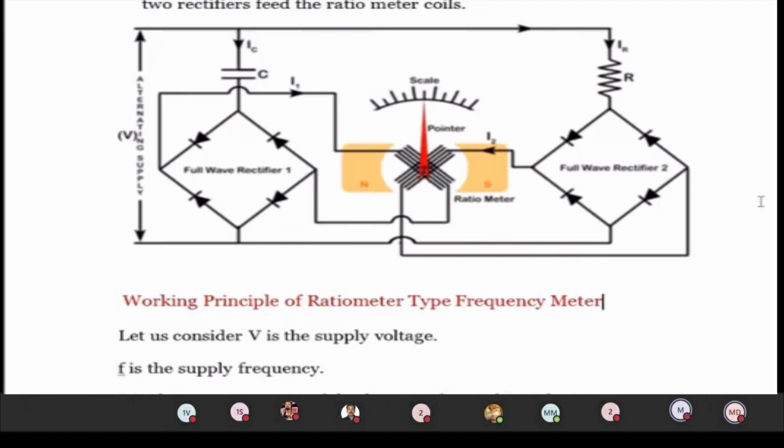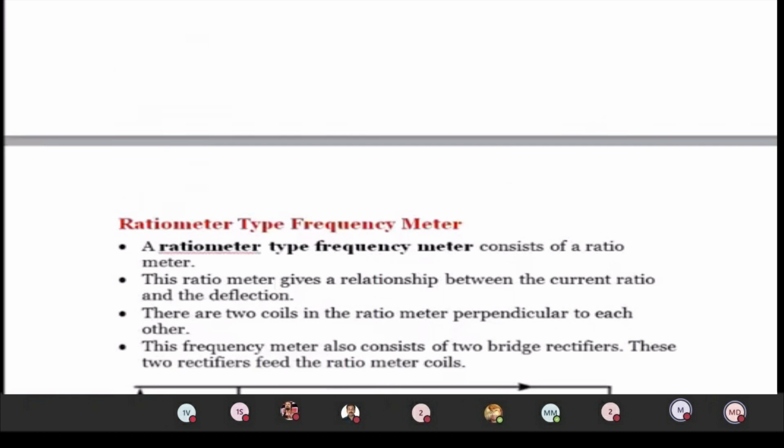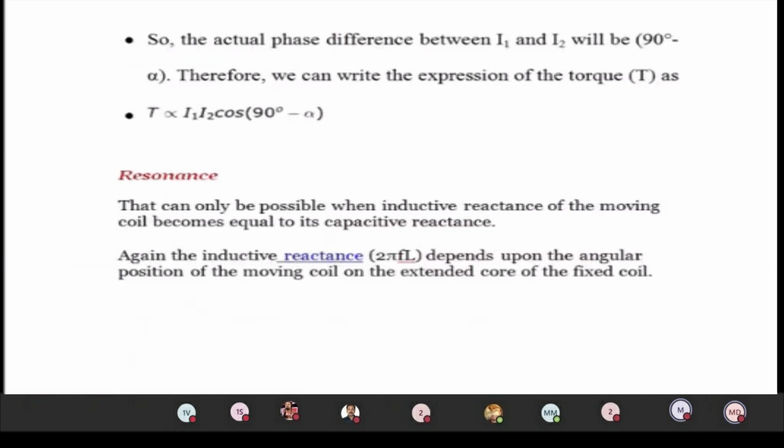In all the meters, except the vibrating reed type meter, as I have mentioned, the basic concept is that whenever a current passes through a coil, a magnetic flux is produced around the coil. This is the basic concept. If you keep this in mind, you can answer all the frequency meter operation questions clearly.